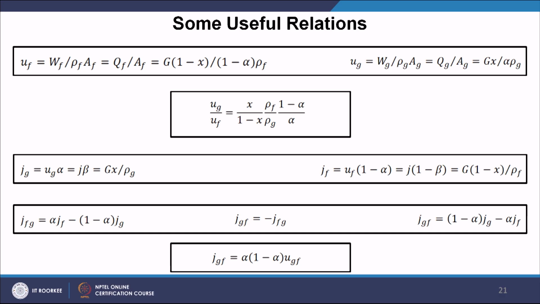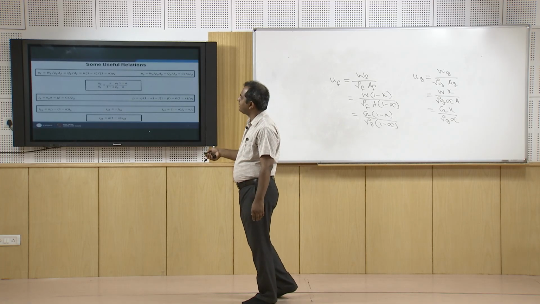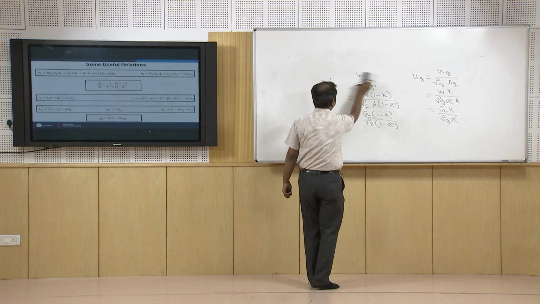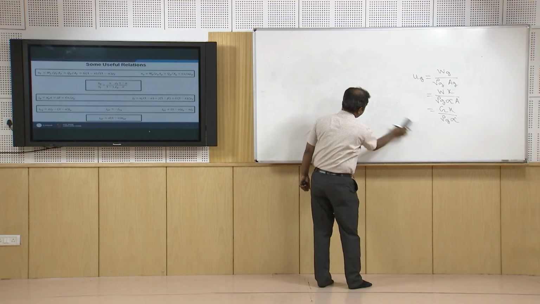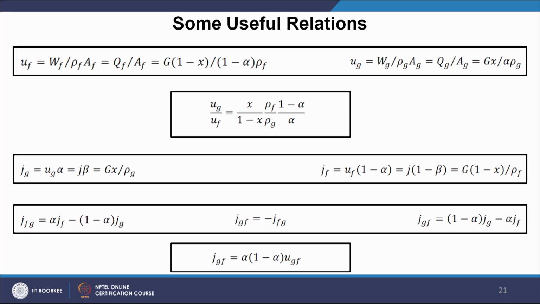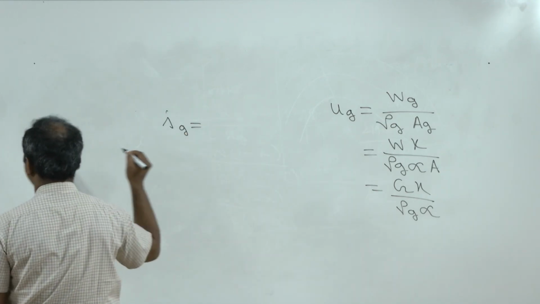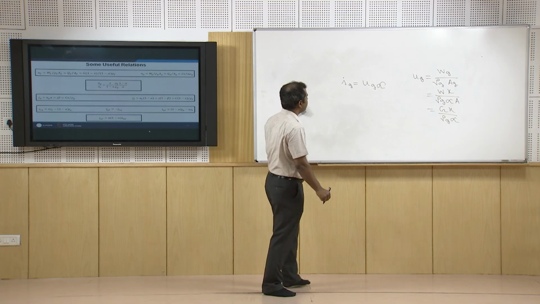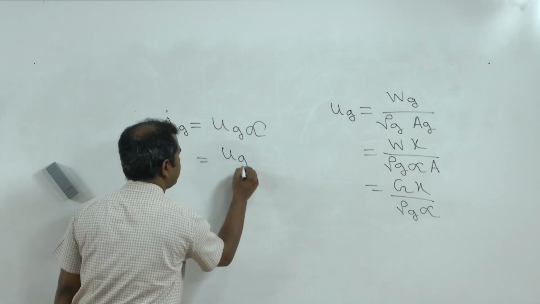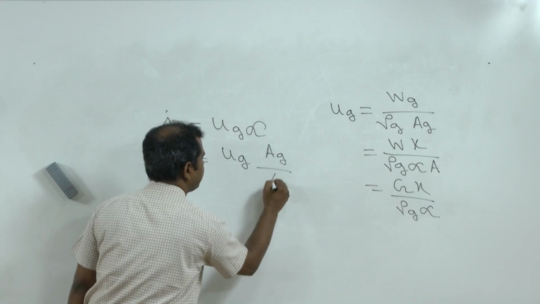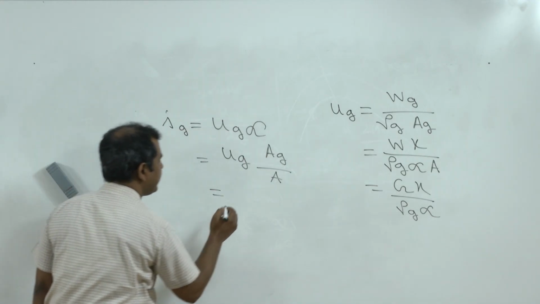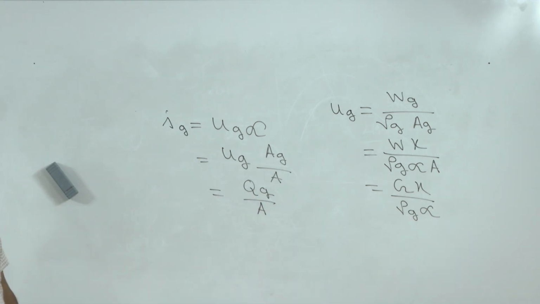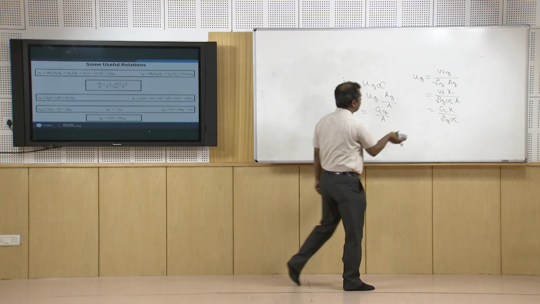Next, let us see how Jg can be written in terms of alpha and beta. We start from Jg, which we can write in the form of Ug into alpha, right. So, how is alpha coming over here? Alpha is nothing but Ag by A. So, you see over here Ug into Ag can be written as Qg divided by A, which is the definition of your Jg.